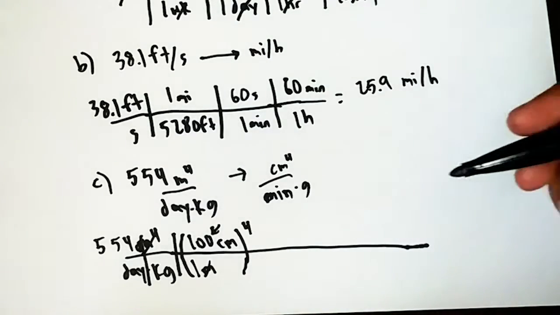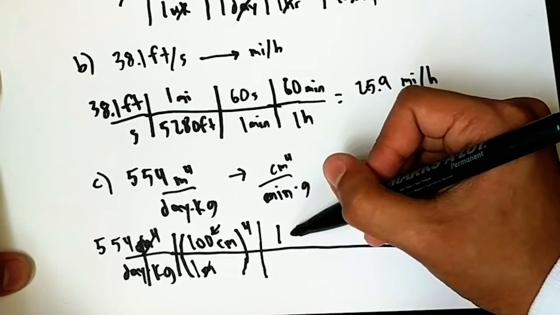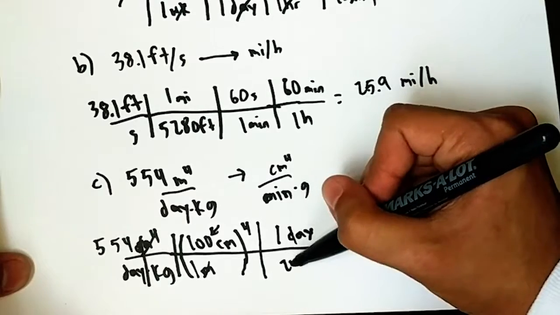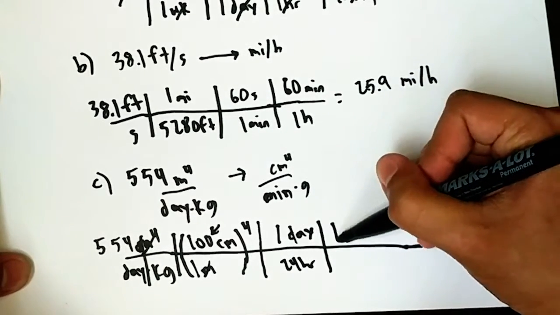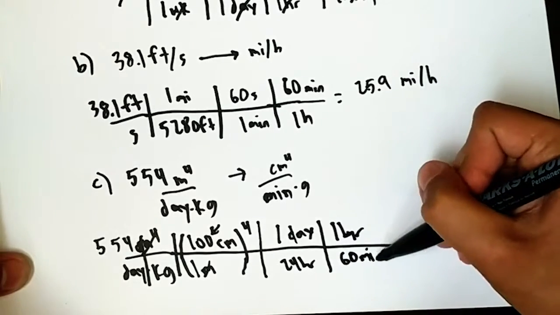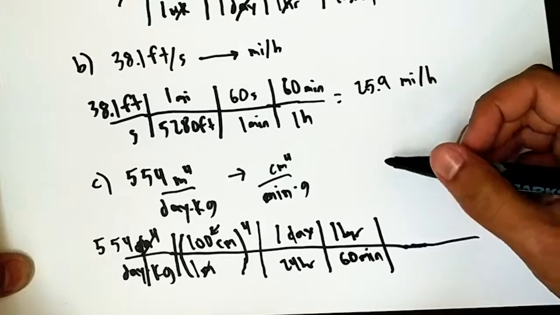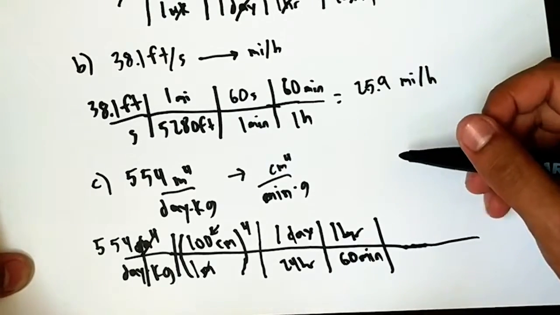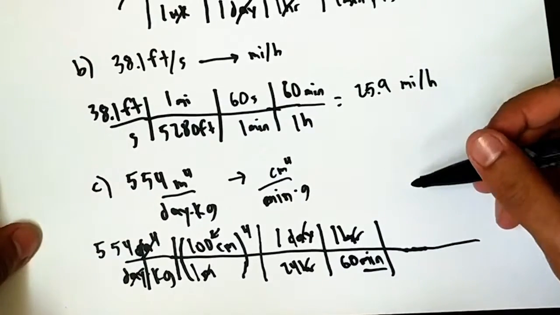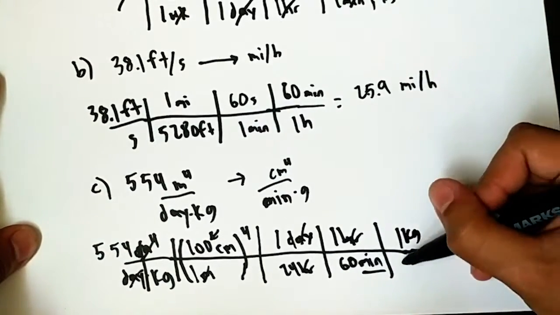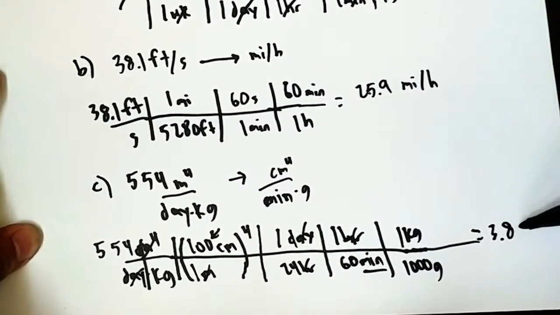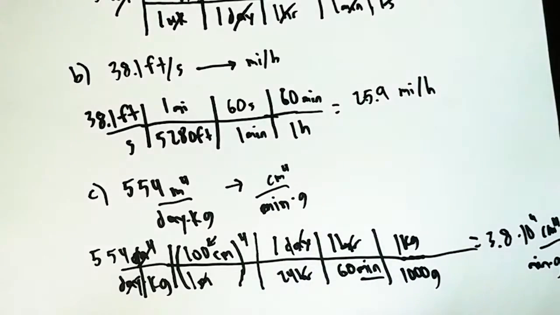Let's just continue. So, days. 1 day is gonna be, what, 24 hours? And 1 hour is gonna be 60 minutes. We're good with that one, so we can cancel out days, hours, we've got minutes, that's good. And then finally, kilograms. 1 kilogram is 1,000 grams, which of course gives us the 38,000 that we wanted.